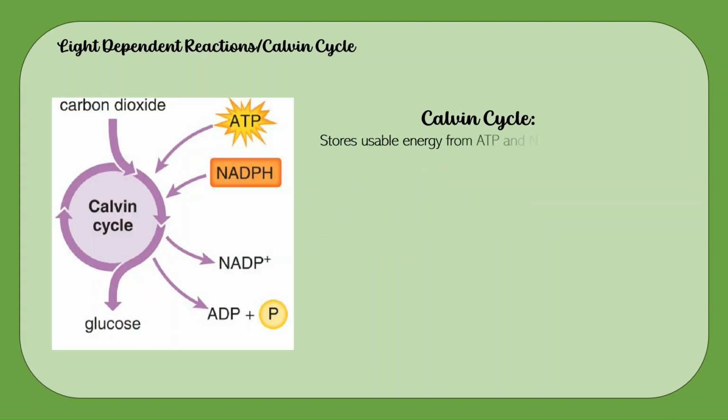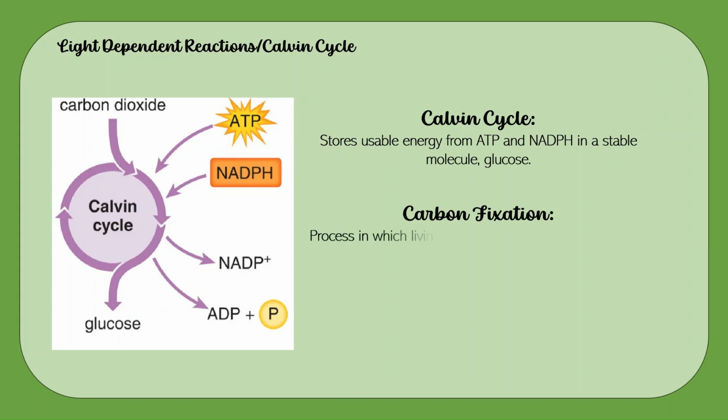Let's move on to light-dependent reactions, also known as the Calvin cycle. The Calvin cycle stores usable energy from ATP and NADPH in a stable molecule, glucose, as shown in the diagram. Carbon fixation is a process in which living organisms convert carbon from the atmosphere into organic compounds.